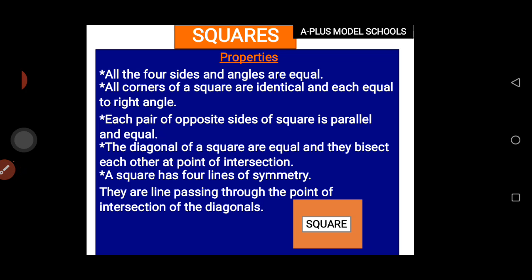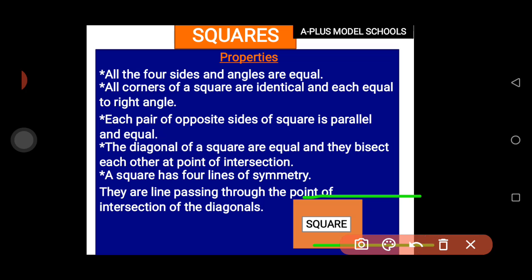The third one: each pair of opposite sides of a square is parallel and equal. They are parallel and equal. How? Look at this line, and the second line. When you look at the direction of the 2 lines, you will see that they cannot meet. Why? Because they are parallel. Also look at the second pair, this line and this second line. You will see that they cannot meet because they are parallel. So each pair of opposite sides of a square is parallel and equal.